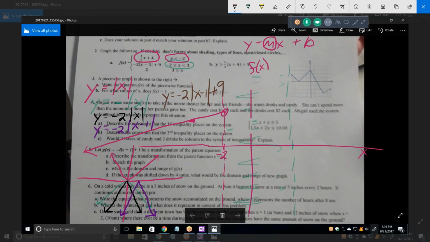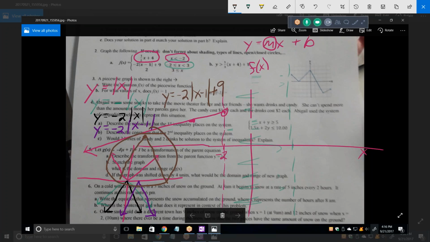Shifts are things that get added or subtracted. Stretches and shrinks are numbers that multiply. But this is not multiplying. I'm adding 9. So I'm going to take the vertex, move it up 9 units to right there, and graph it. Same shape. This is the graph that goes in my space here.